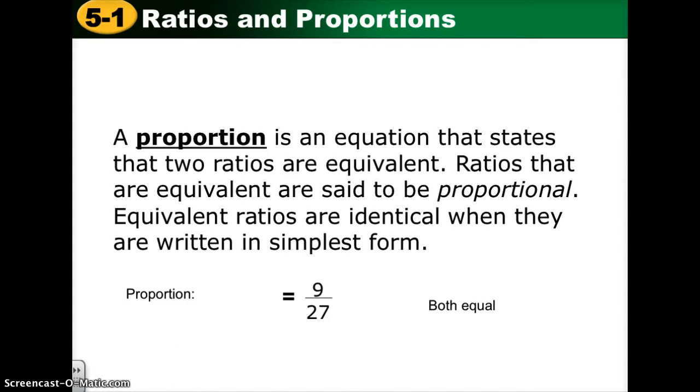A proportion is an equation that states that two ratios are equivalent. Ratios that are equivalent are said to be proportional. Equivalent ratios are identical when they are written in simplest form. Below what you see is a proportion. 18/54 is equal to 9/27. It's called a proportion because both of them are equal to the fraction 1/3.